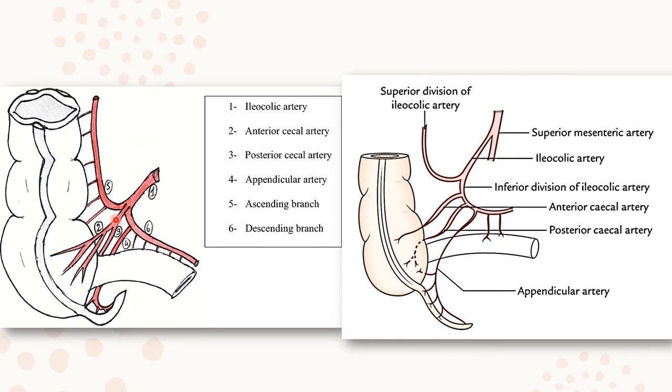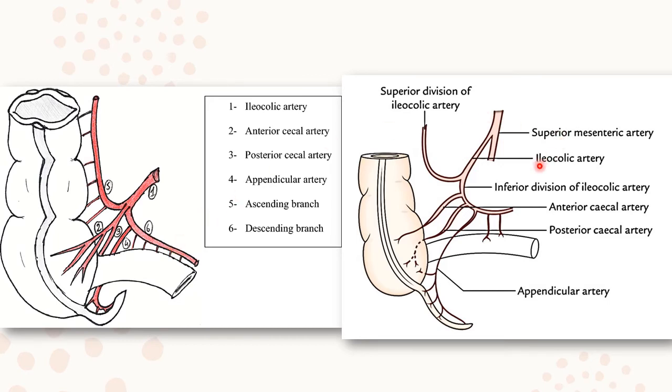Then we have the anterior cecal artery over here and the posterior cecal artery over here, which are labeled 2 and 3. We have the appendicular branch, which is going to supply the appendix, and finally we have the descending branch, which is going to terminate and might supply the terminal part of the ileum.